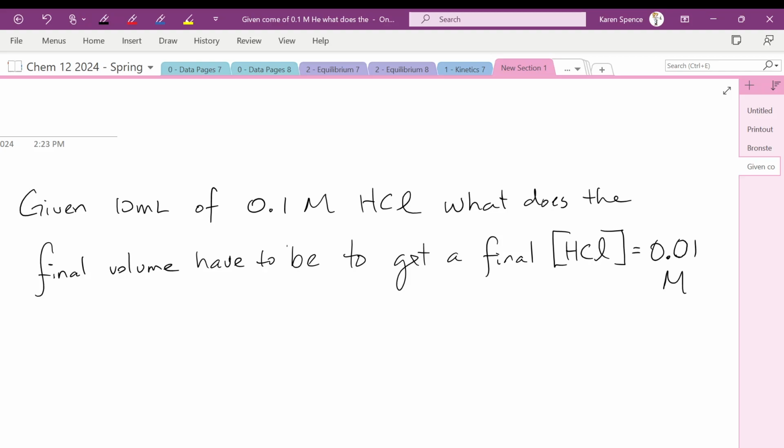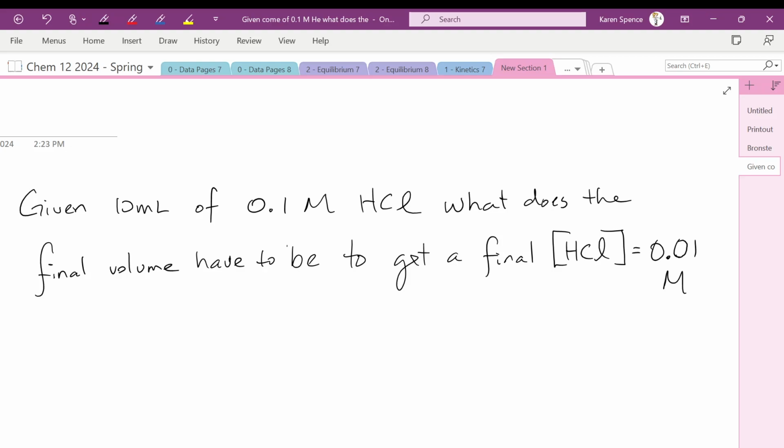How many people think they know? A few of you. Okay. To get you on the right track, what would happen to my concentration if I added another 10 milliliters here? So my volume is now 20 milliliters. I double the volume. What would happen to the concentration? It would be half. Yes? Does that make sense? If I double the volume, my concentration will be half.